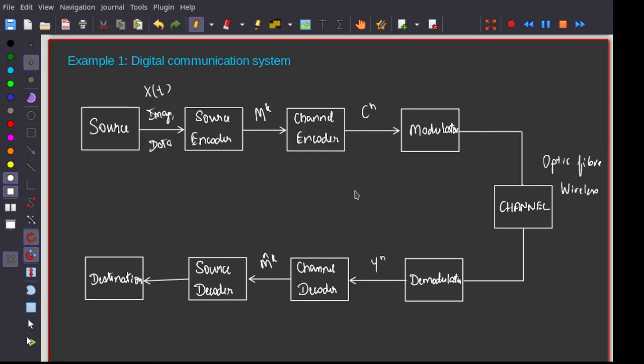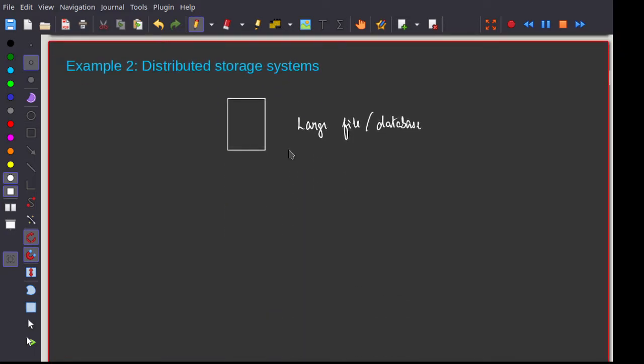All right, so this is one typical example of where you need channel encoding. In fact, we'll set up the problem in general for these kinds of communication applications. But that's not all where this can be used. Error correcting codes are also used in distributed storage systems. So what is the problem there?